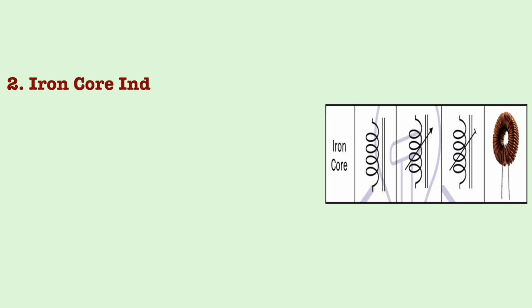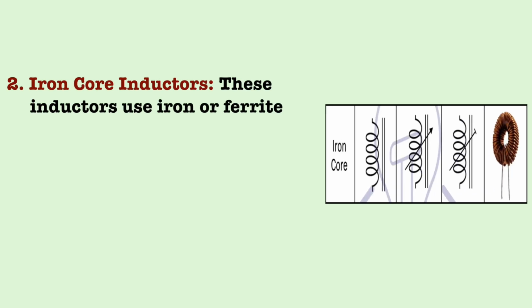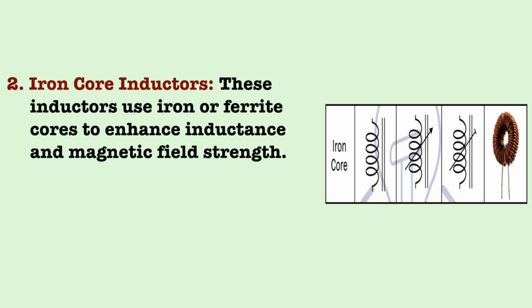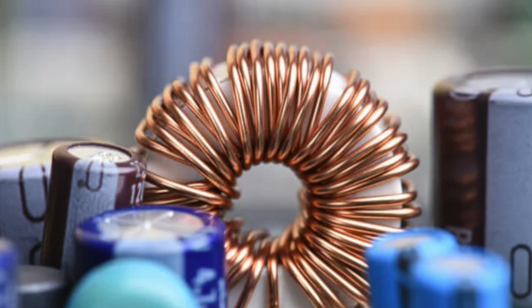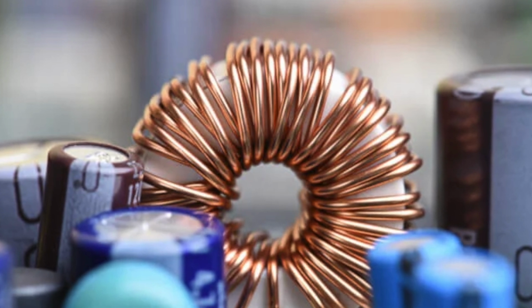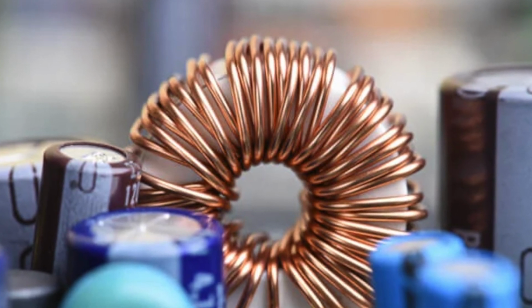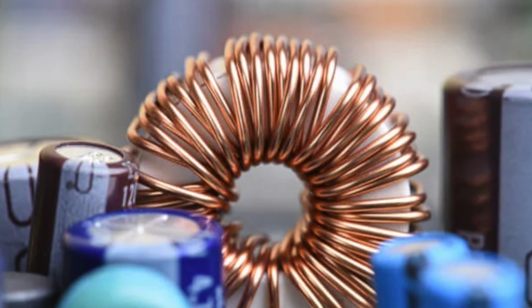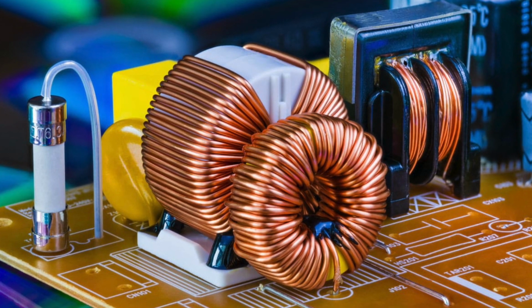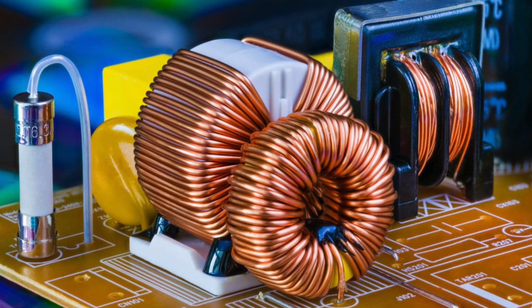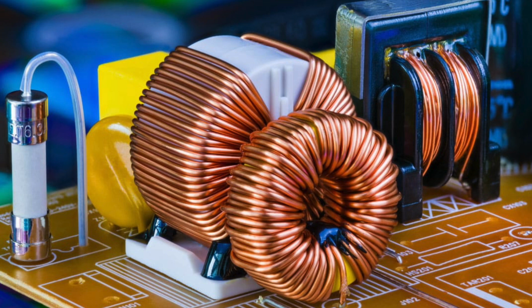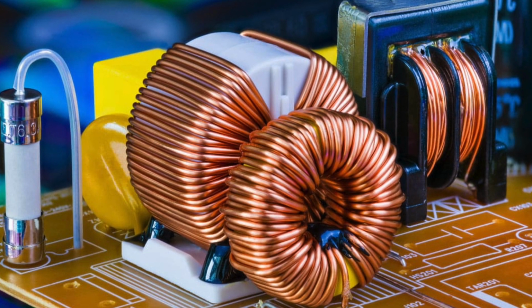If we talk about the iron core inductor, these inductors use an iron or, you can say, ferrite core to enhance inductance and magnetic field strength. They offer high inductance values and are suitable for applications requiring energy storage and electromagnetic interference suppression. Commonly used in power supply filters, motor control circuits and electromagnetic compatibility solutions in industrial automation.